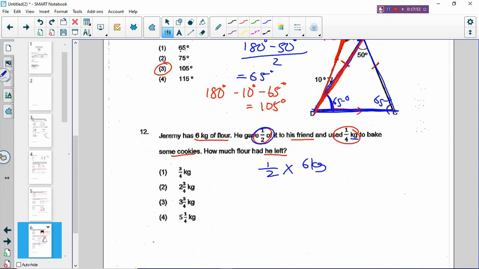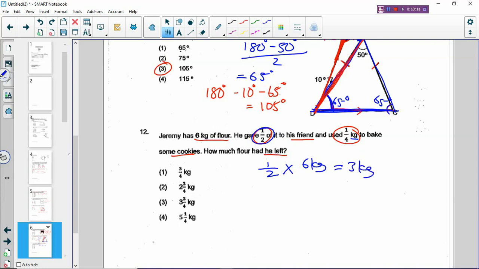Because it refers to all the flour. So you have to be very careful that you don't take 6 kg and then minus half, because half is not the actual amount. It is not the actual quantity, right? It's just a representation. Alright, so what is half times 6 kg? That will be 3 kg.